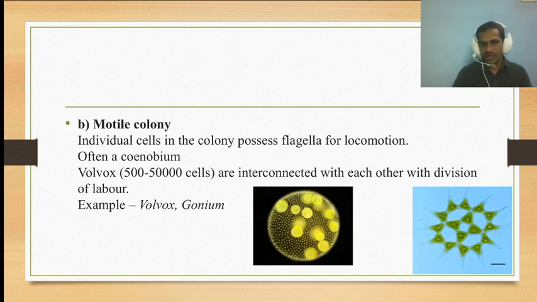So this is the diagram which is given to you. The golden-yellow looking one is the algae, Volvox. The next one is Gonium, another example of a motile colony.